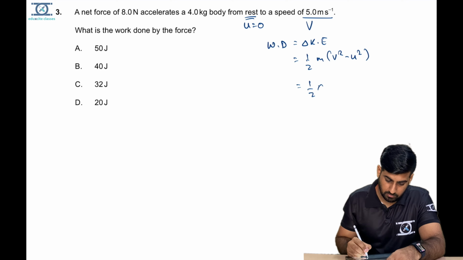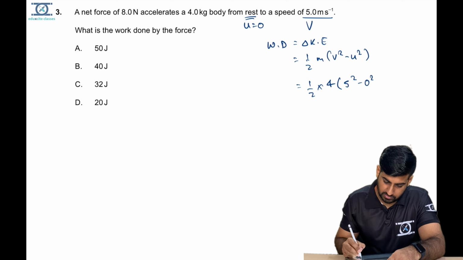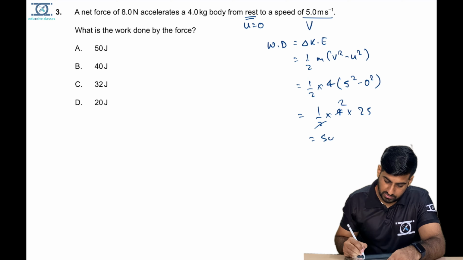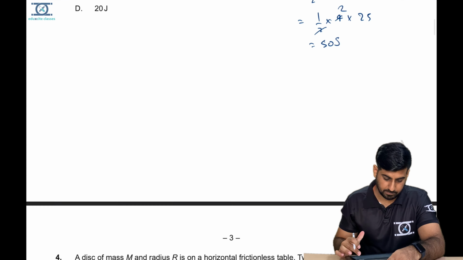So 1 by 2 times the mass, which is 4 kg, final is 5 square minus 0 square, so that is 1 by 2 into 4 into 25. So this is 25 into 2, which is 50 joule. So option A is the right answer.